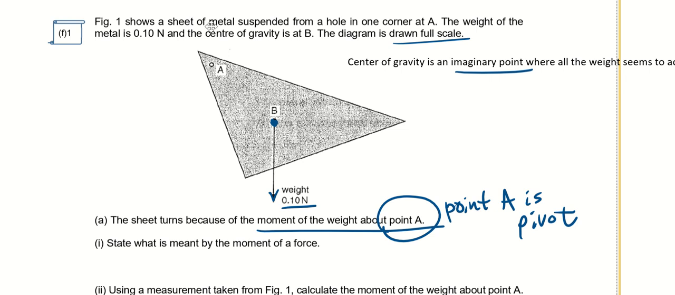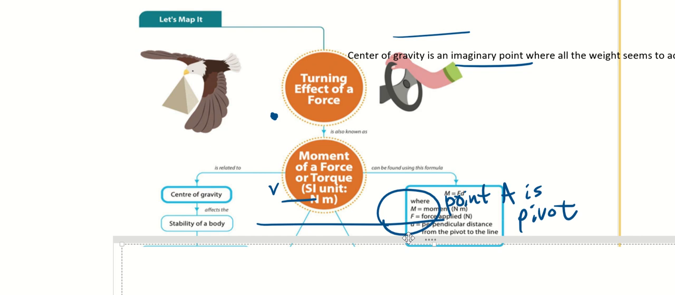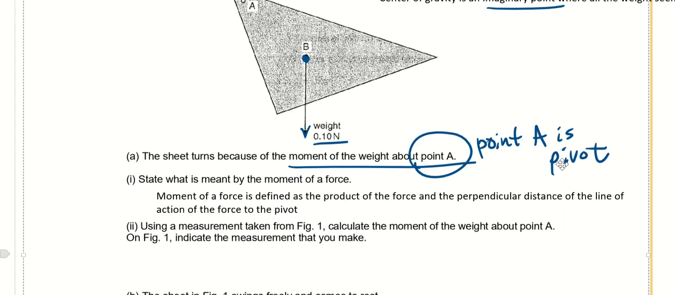We'll find the moment later, but they want us to state what is meant by the moment of a force. So this is the definition of the moment of a force. It's defined as the product of the force and the perpendicular distance of the line of action of the force to the pivot. So this is another definition that you need to memorize.